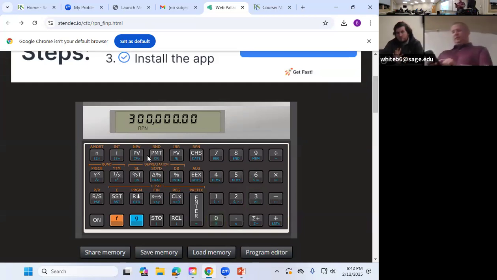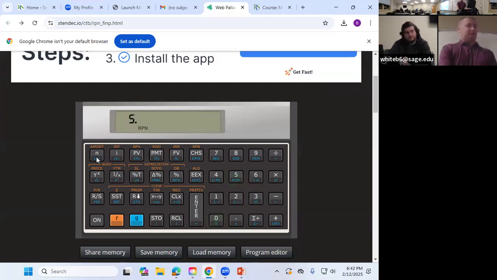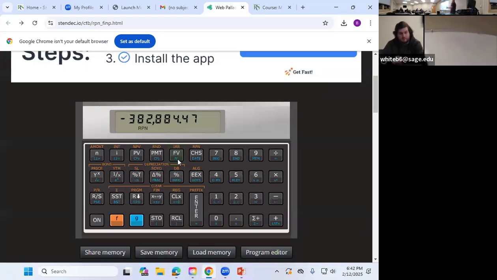It is 5 years at 5%. Look how good we're all doing now. 382. We're all becoming masters of the financial calculator. This is with the house, but I don't care if it's a house. It could be a bank account, a CD, could be anything. 5 years is worth $382,000 at 5%. Pretty straightforward, right? It's not that bad.